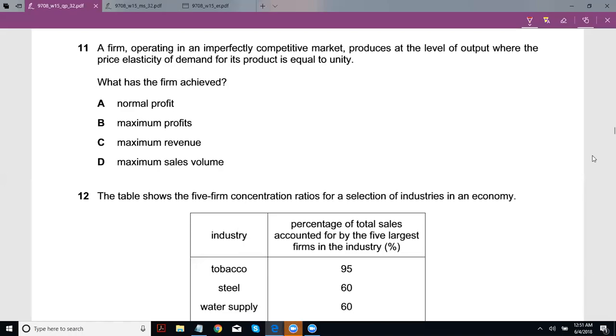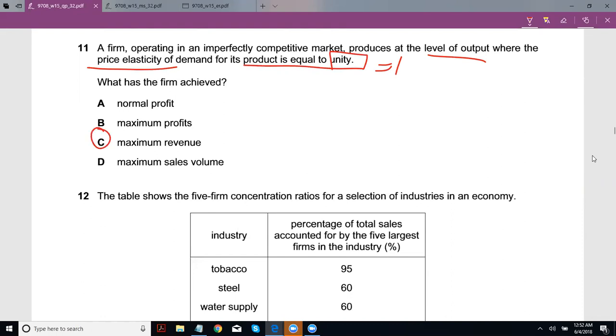So continuing with our paper, 11, a firm operating in an imperfectly competitive market produces at the level of output where the PED for its product is equal to unity, so is equal to 1. So what has the firm achieved?